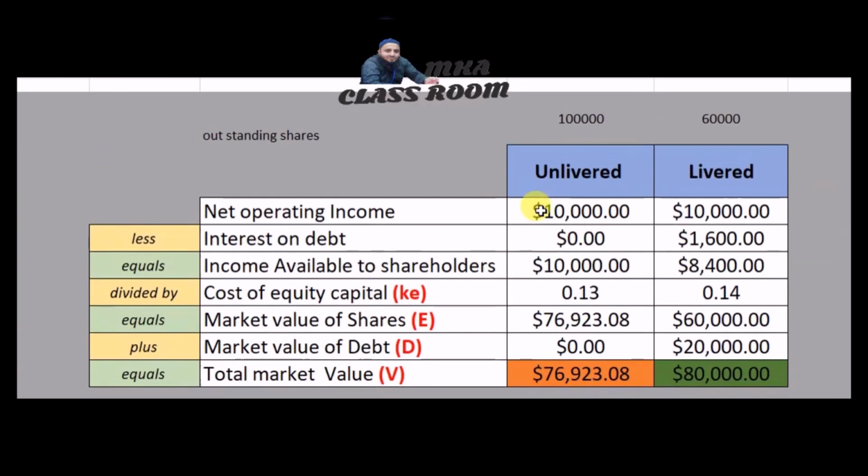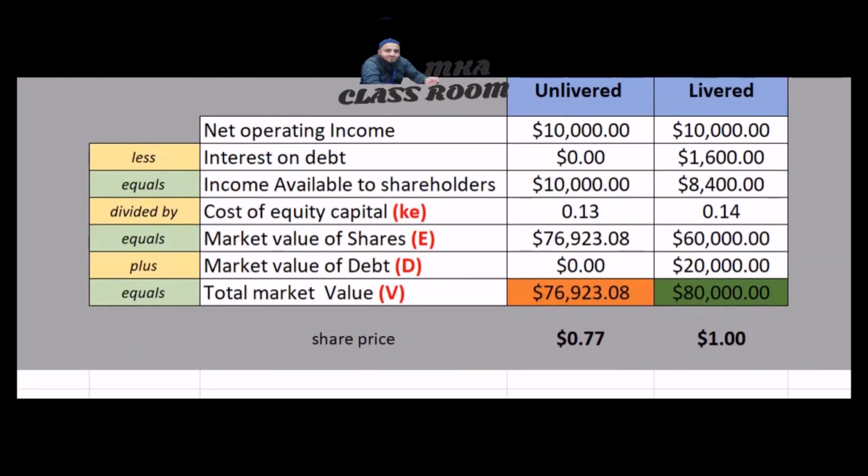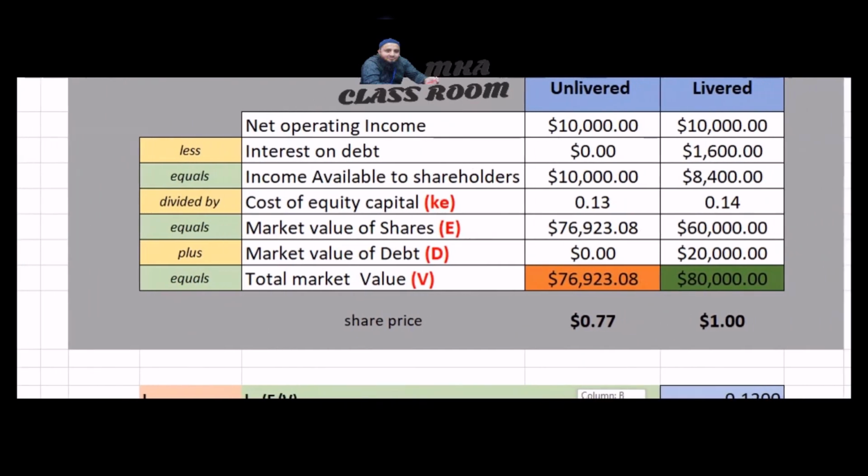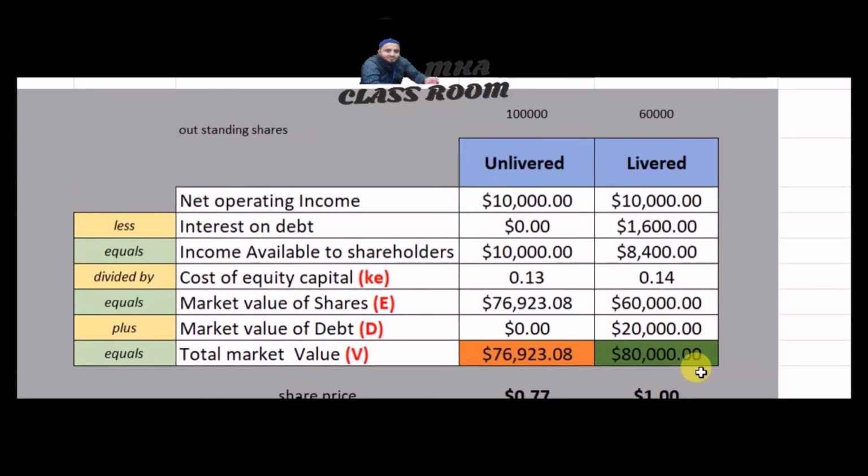So in this case, the levered company has a higher total market value than the unlevered company. By means of the arbitrage process, an investor can take advantage of this situation by selling the shares in the levered company, borrowing on his personal account, and investing the combined amount in the shares of the unlevered company.